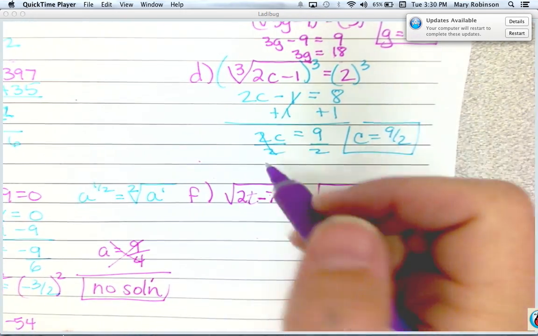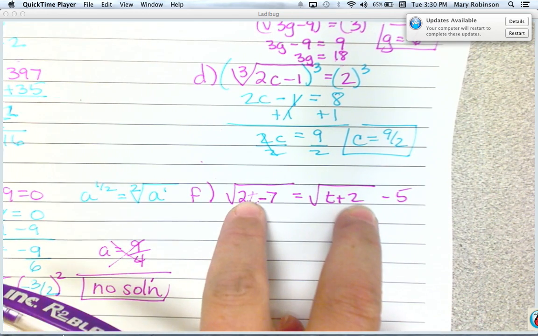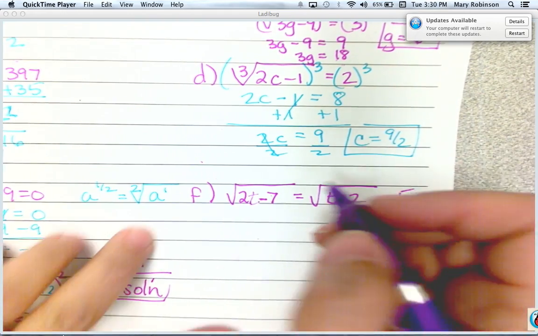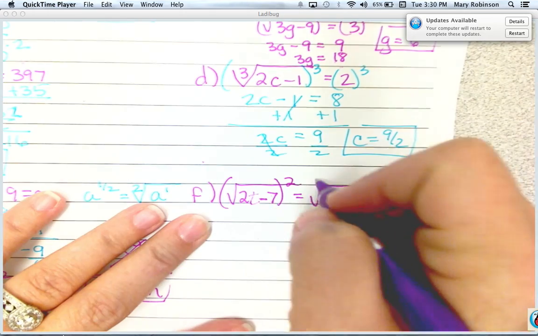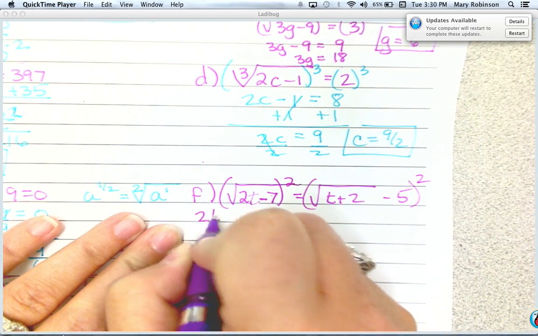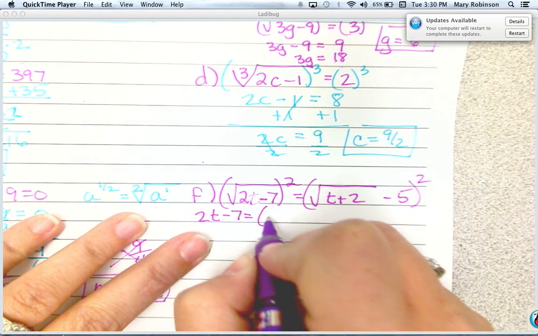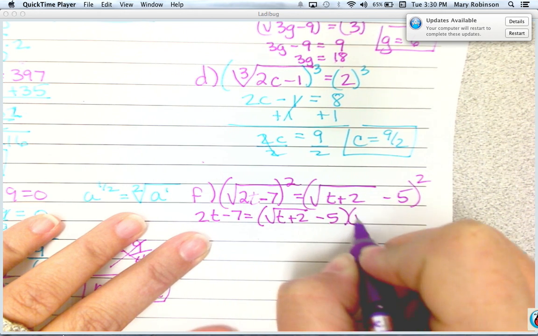So for F, this is going to require a little bit more work. If we're given two radicals in an equation, we need to isolate, or make sure we have one radical on either side. Really the only thing we can do at this point is to square both sides. It drops the radical on the left. However, on the right, it doesn't. So this is the square root of t plus 2 minus 5 written twice.